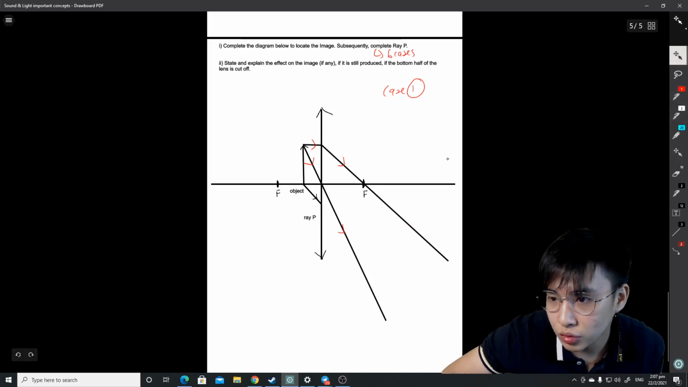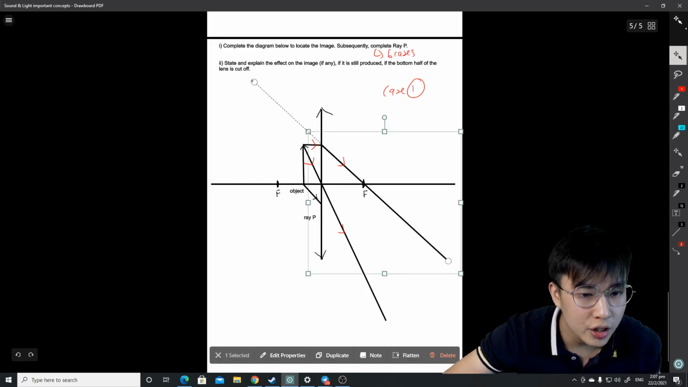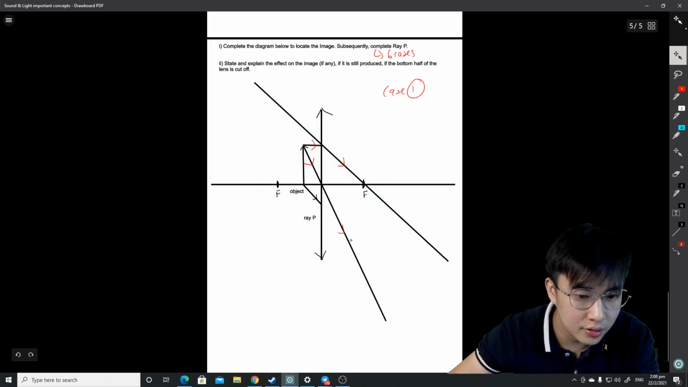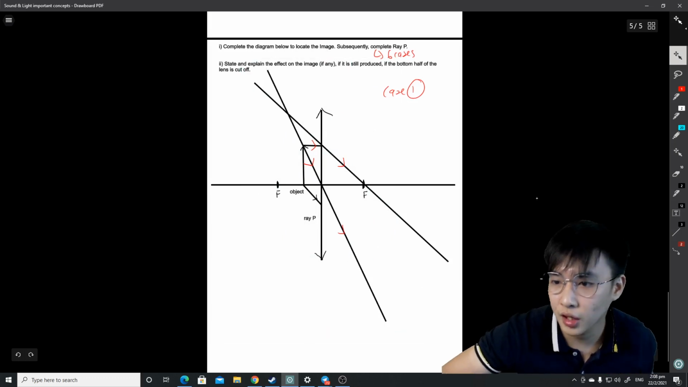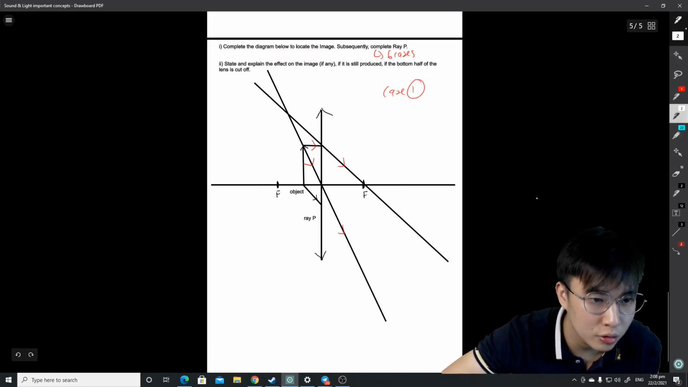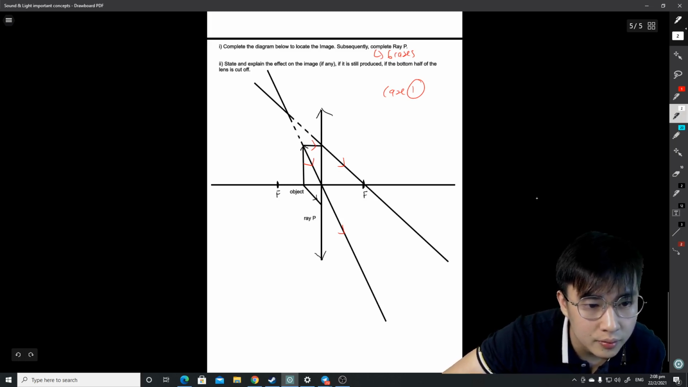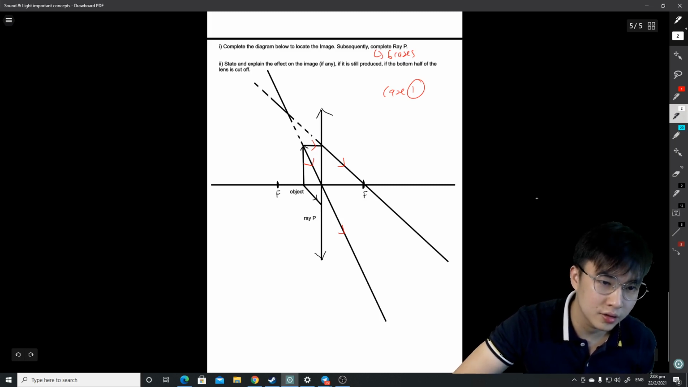So what I want you to do is extend these lines, because I don't have a ruler and a dotted line. You just draw backwards. You extend these 2 lines backwards. You can see mine is drawing backwards. That's it. Here's a very important thing you need to do. These are extrapolated virtual rays. They are not real. So dot it. Crucial. Just like that. And also dot these rays.